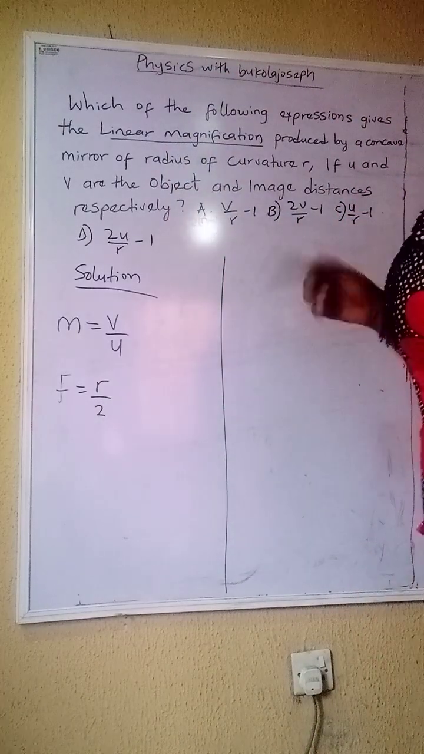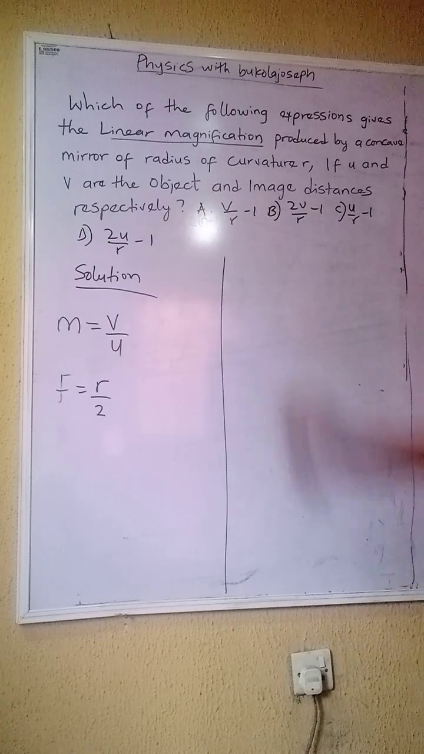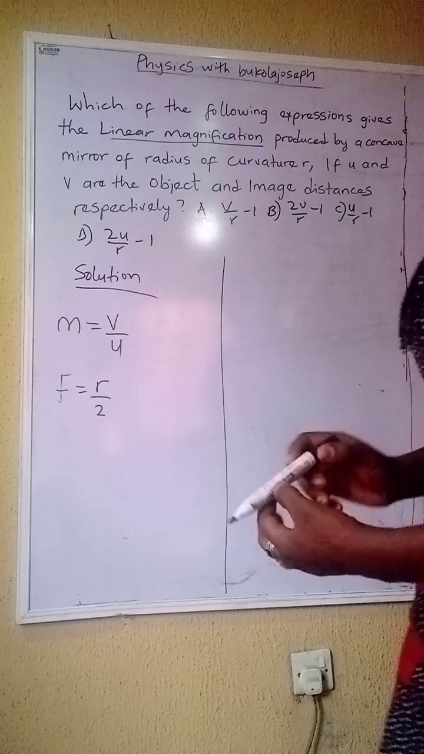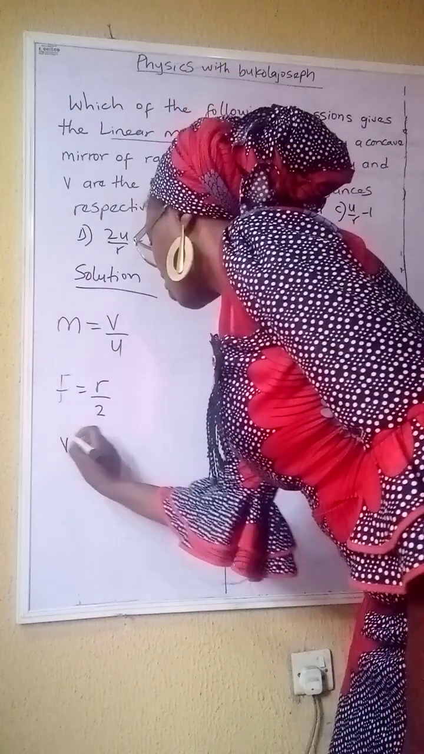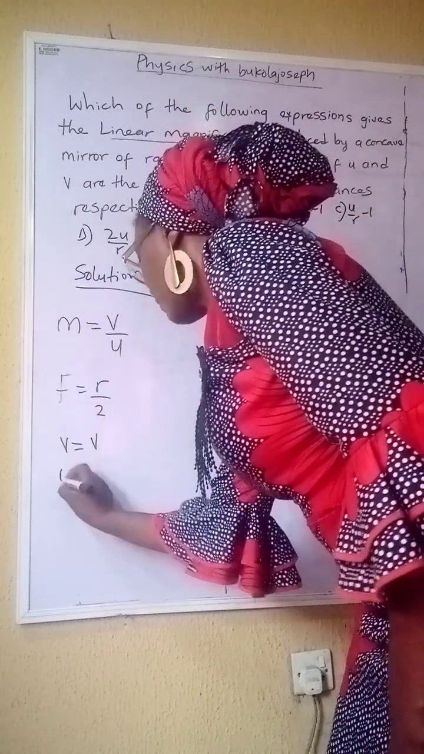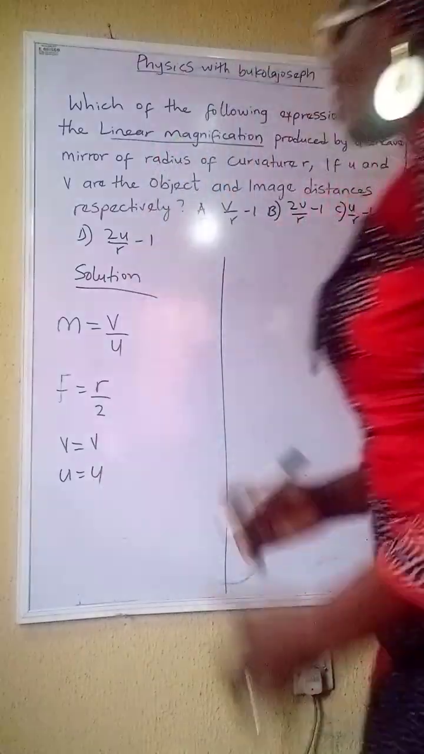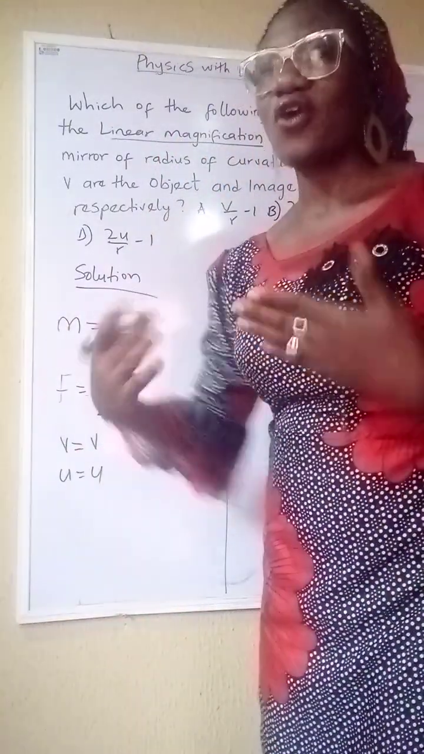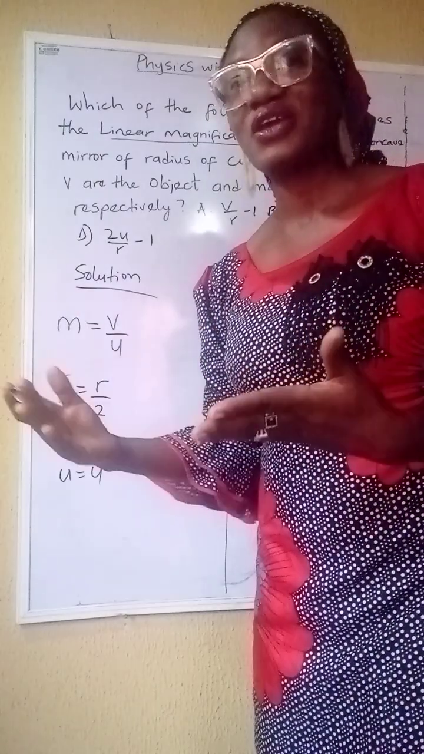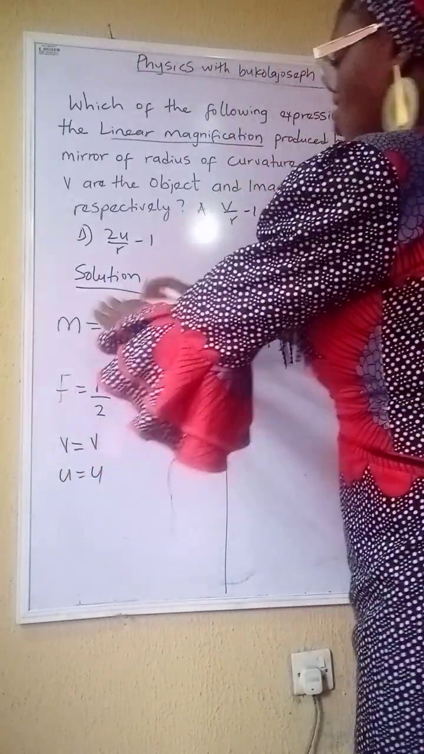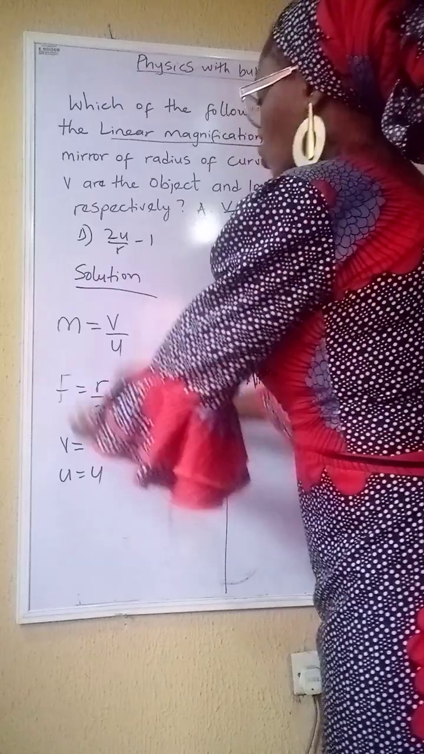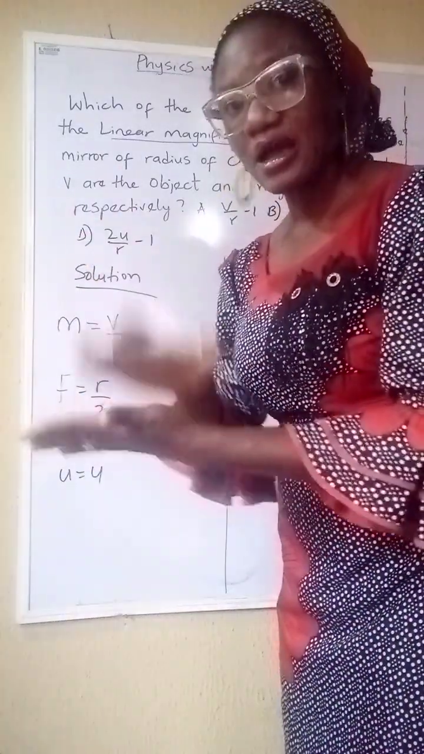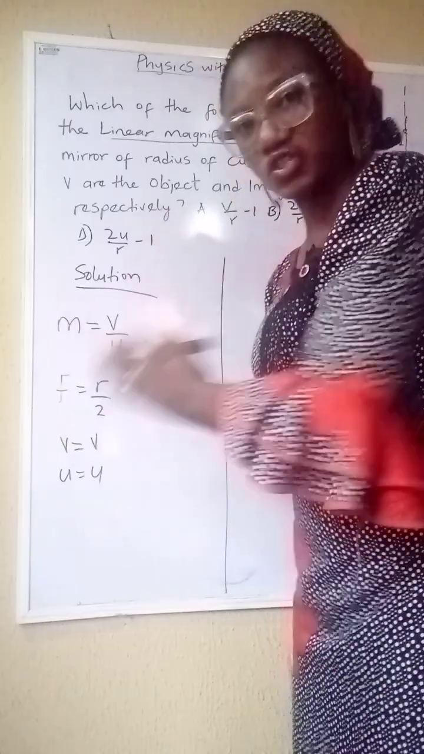Let's check out the next. If U and V are the object and image distances respectively, it means in this question V is given as V and U is given as U. What are we looking for? We are looking for magnification. Of course, we know that magnification is simply V over U. But with what we are given, we need to apply the mirror formula and then find the linear magnification for this question.